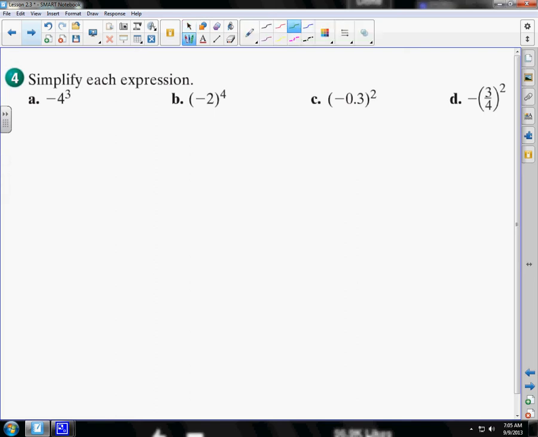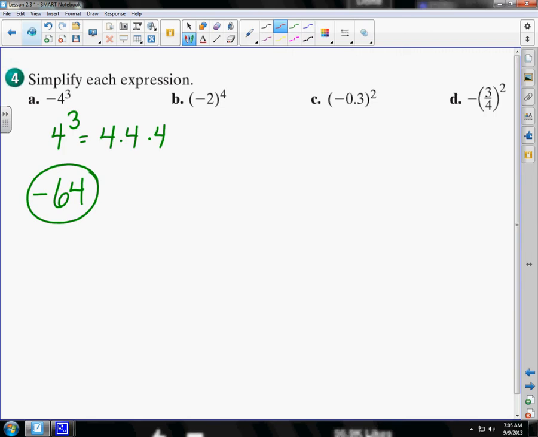Okay, so this would be 4 to the 3rd power, which equals 4 times 4, which is 16, times 4. Now you can use a calculator because we're getting into exponents, which is 64, and then the negative sign comes out front, so it would be negative 64.